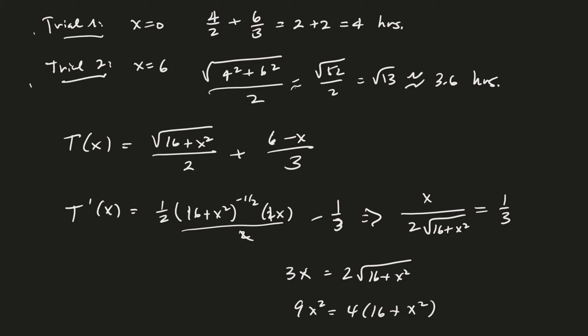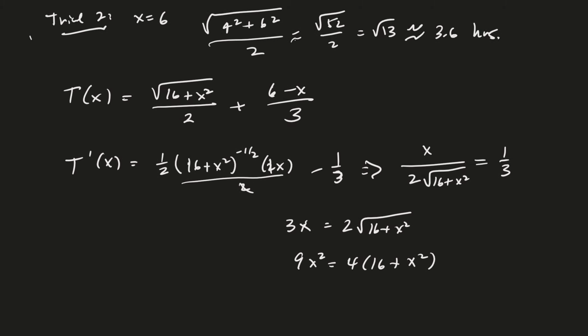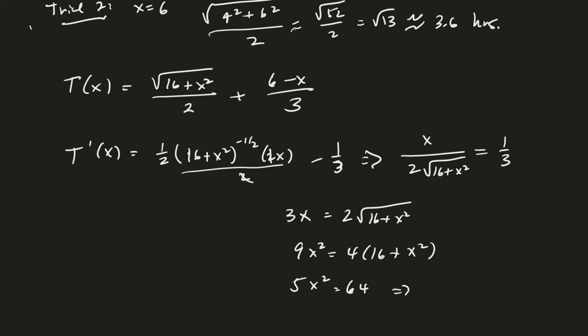Good. All right, so we're just about there. Let's see, 9x squared minus 4x squared will be 5x squared. So that's 64. And so therefore x will be 8 over the square root of 5. Good.